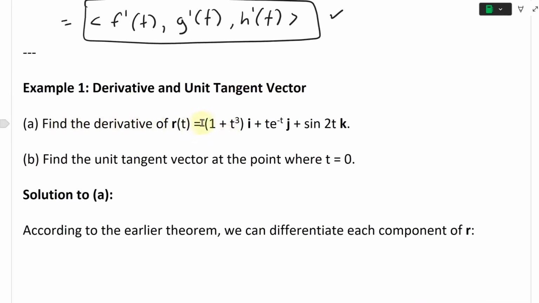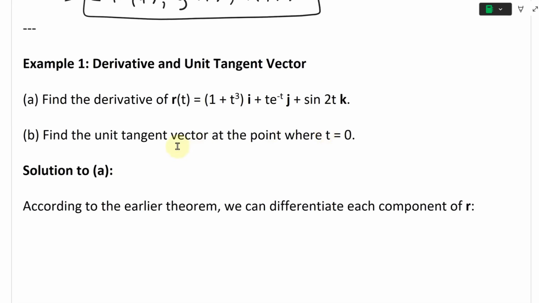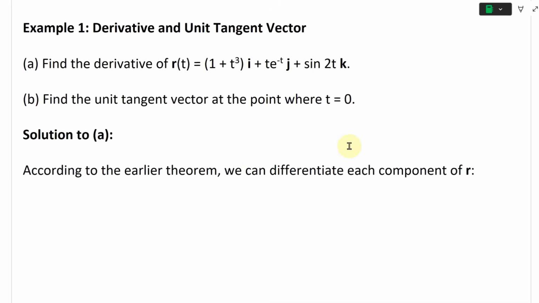Part A says find the derivative of r of t equals 1 plus t cubed i, the unit vector, plus t times e to the power of negative t j plus sine of 2t k. Then part B says find the unit tangent vector at the point where t is equal to 0. So let's take a look at the solution to A.